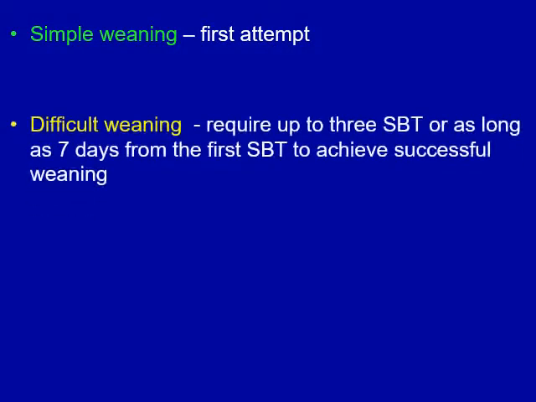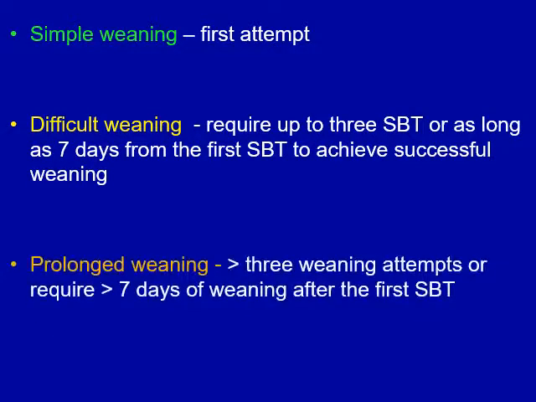In case of difficult weaning, we need up to 3 spontaneous breathing trials, or as long as 7 days after the first spontaneous breathing trial, to achieve successful weaning. That is called difficult weaning. In case of prolonged weaning, more than 3 spontaneous breathing trials or more than 7 days of weaning after the first spontaneous breathing trial is required. So that is called prolonged weaning.